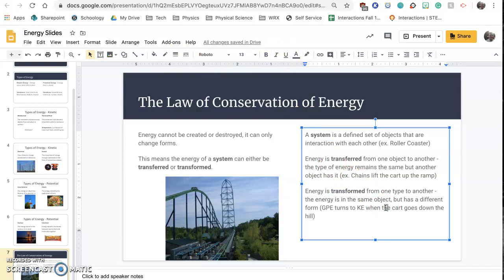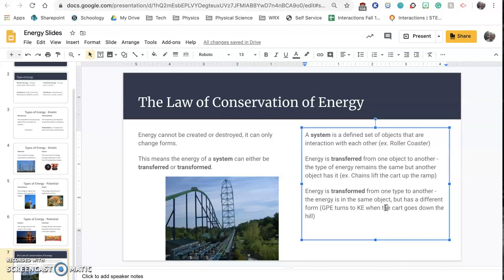If I am transferring energy, I am giving the same type of energy to a different object. I like to remind people to think about transferring money. It's still money. It's just in a different place. I might transfer a couple dollars to my friend's account because he bought me lunch or something like that. It's still money. It's just now in his account. It's in a different place. Whereas if I transform energy, now it's changing forms.